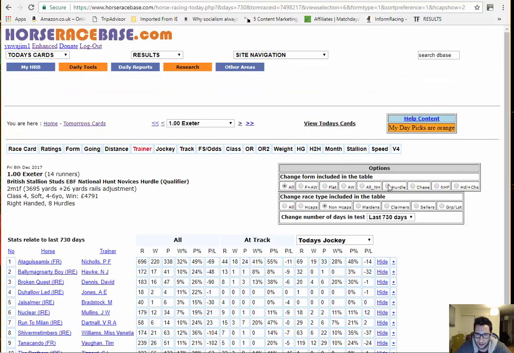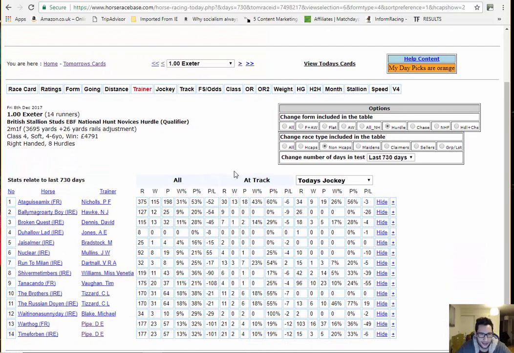It's a non-handicap hurdle. At the track, we can see Mr. Nichols has a decent record there. You wouldn't have got very rich backing them all at starting price, minus 6 points. That's no surprise. Many of them are quite short, and many of these will be out for a run. Of interest is Victor Dartnell. He's got quite a decent record here in non-handicap hurdles, 3 from 13, 7 places. And some other multiple winners include Tizard and Pipe.